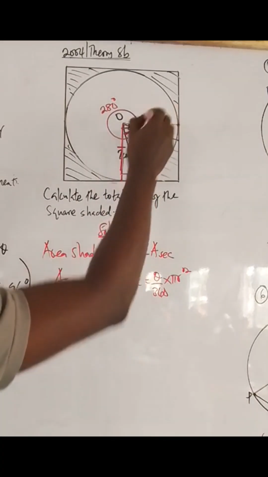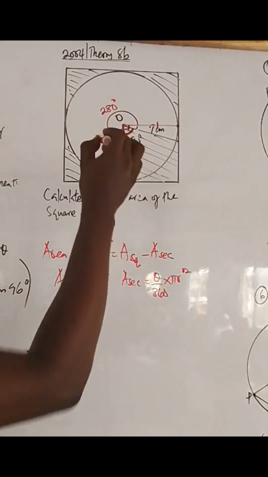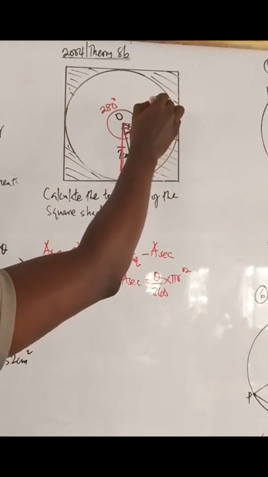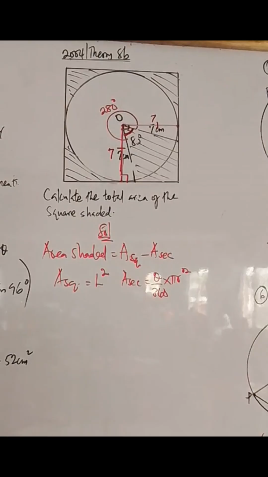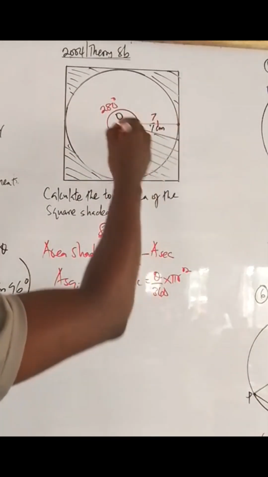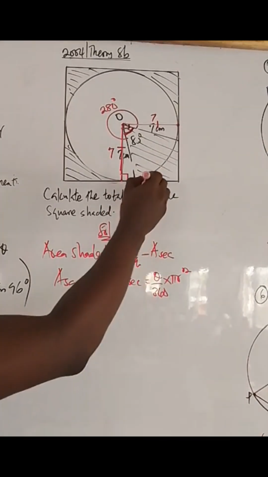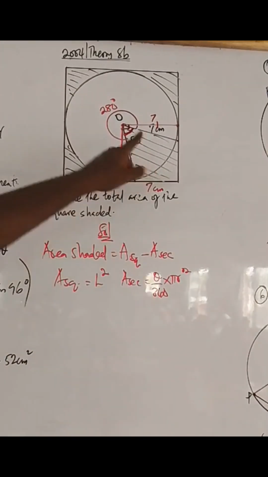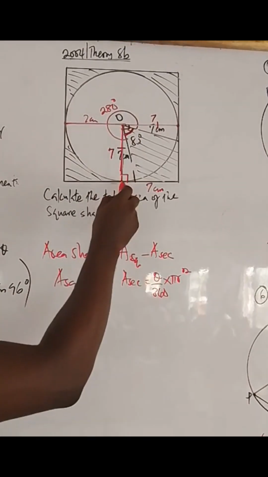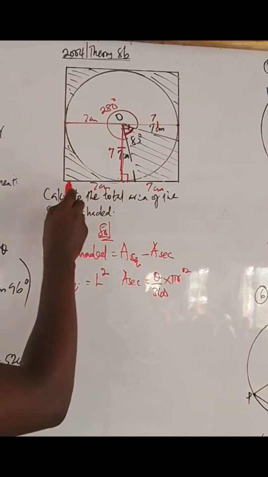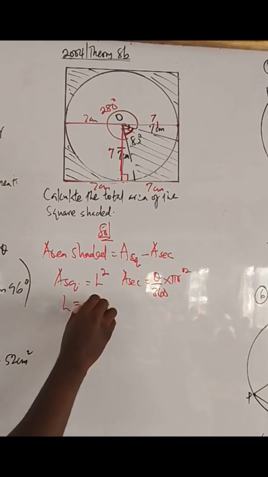Not only that, this one and this one are both equal. Why are they equal? Because center to circumference is the radius. It means from here to here is also 7. So from here to here is also 7. Definitely, since this is 90, 90, this is actually a square too. So from here to here is also 7. If you apply the same thing here, this will also be 7. From here to here will also be 7. So the length of the square is actually what? 7 plus 7, 14 centimeters.